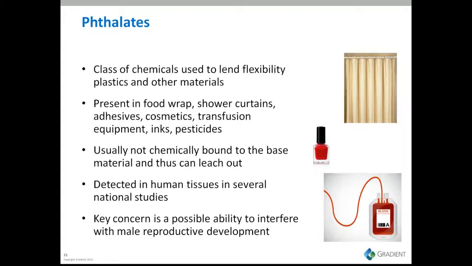All right, I next want to move on to phthalates, because I know these are also a class of chemicals that would be of concern. As many people probably know, they're a class of chemicals used to lend flexibility to plastic and other materials. They're present in a huge array of materials, everything from shower curtains to transfusion materials. One thing about phthalates is that they're really not bound to the plastic base material, but can leach out. They're fairly migratory. And phthalates have been detected in human tissues in a number of national studies, so it is clear that humans are being exposed. The key concern really is their ability to possibly interfere with male reproductive development.